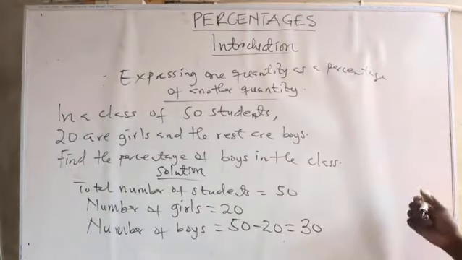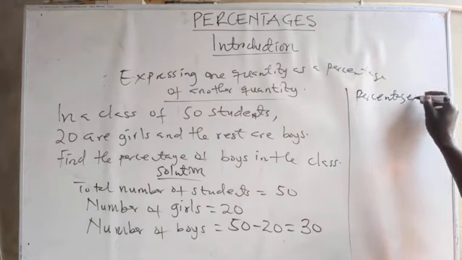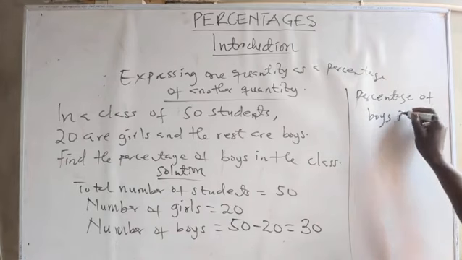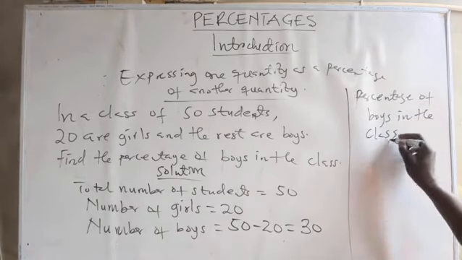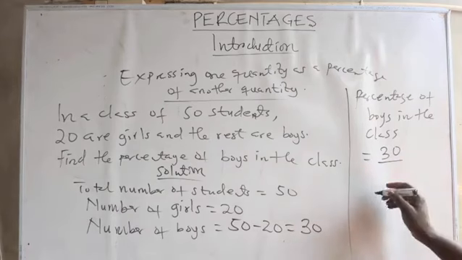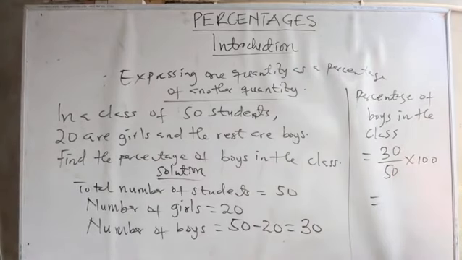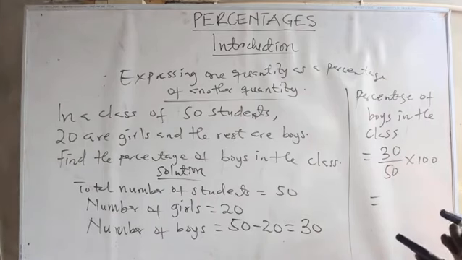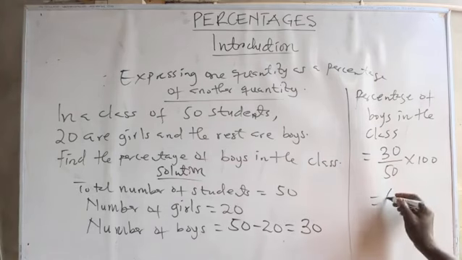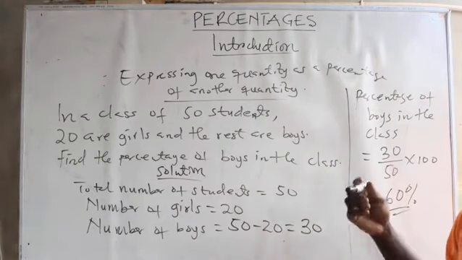So we can say that the percentage of boys in the class will be equal to how many boys? 30 divided by the total number of students, which is 50. Then we multiply by 100. So 30 over 50 times 100 will give us 60. So we are going to have 60%. So the percentage of boys in that class is 60%.